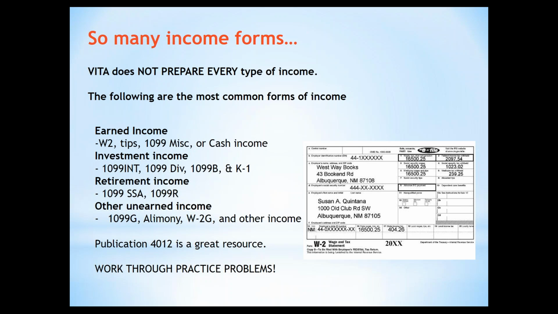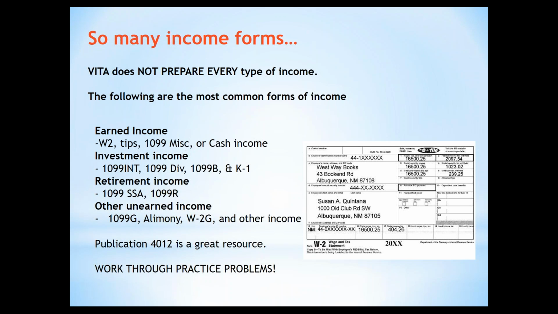So there's a lot of different income sources, but VITA doesn't prepare every single kind of income source. We're really looking at completing fairly simple tax returns for people. So what we're seeing most of the time at the tax sites are W-2 forms, tip income, something that's reported on what's called a 1099 miscellaneous, and that's basically where somebody has just been provided some sort of income through cash. It might be through a private contract at a company.